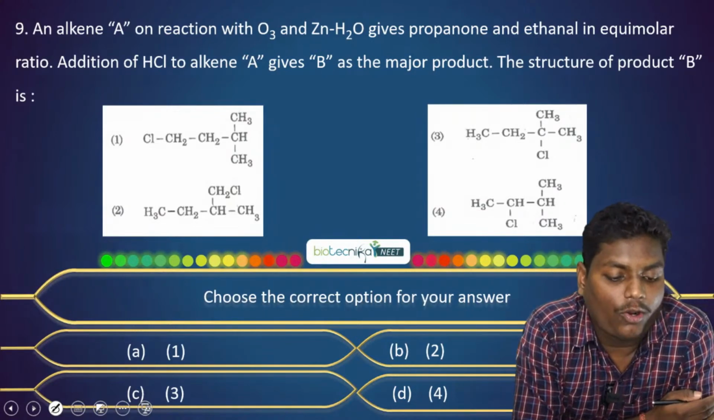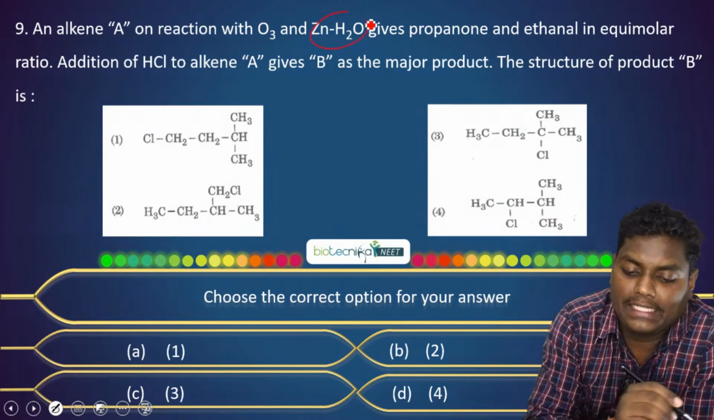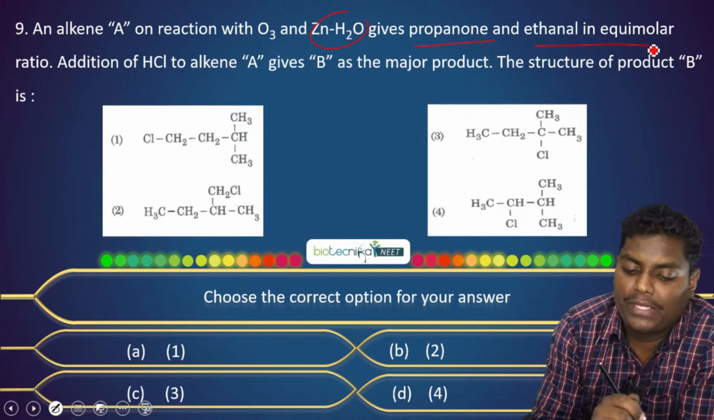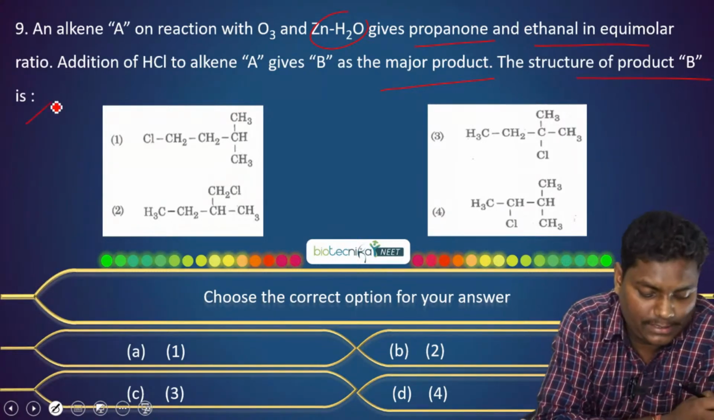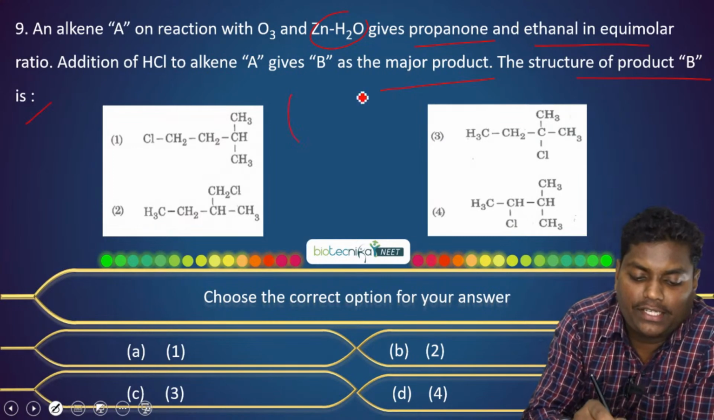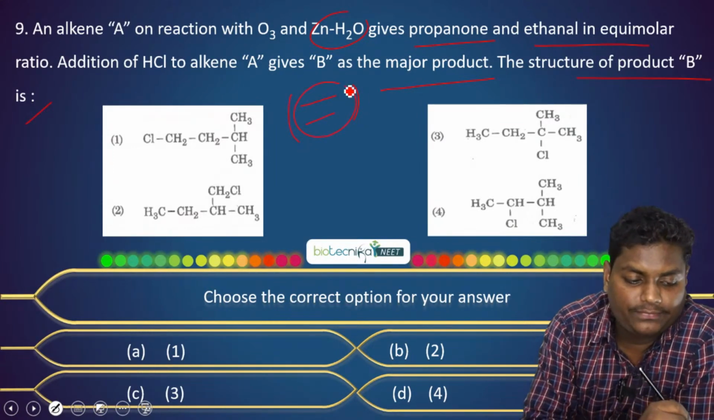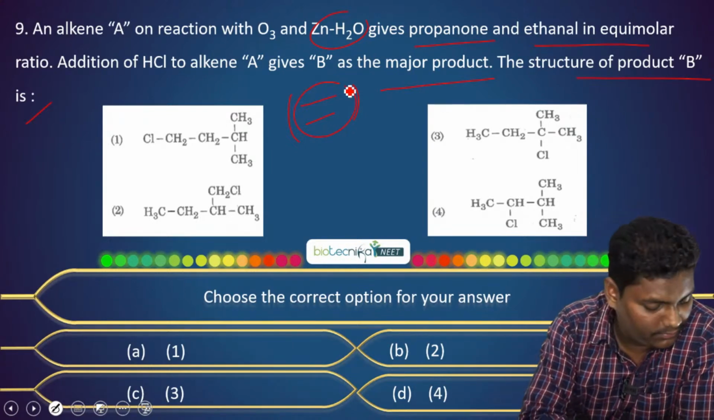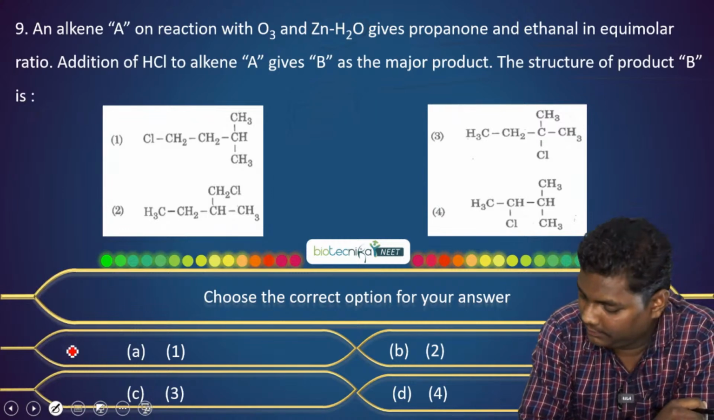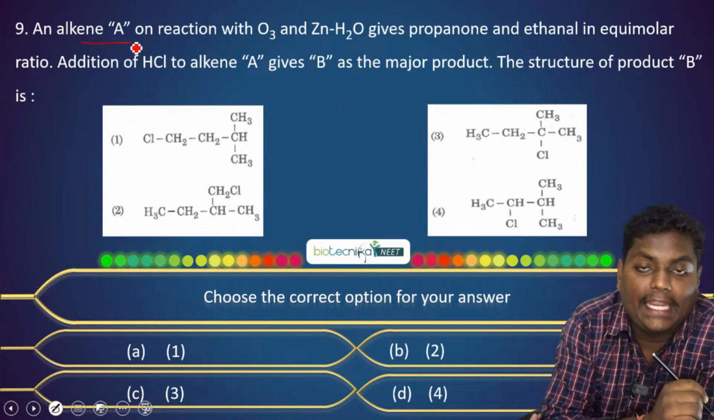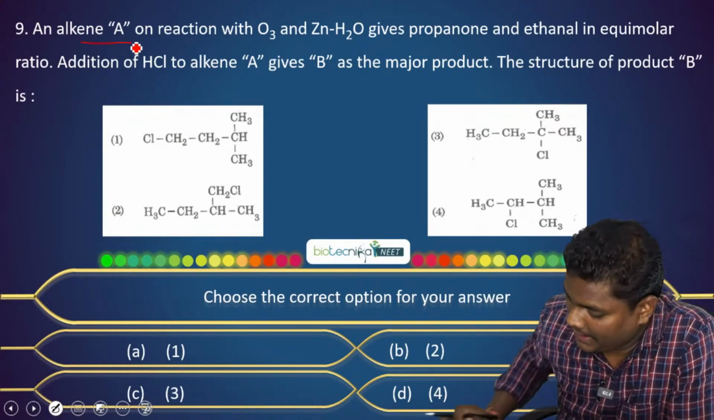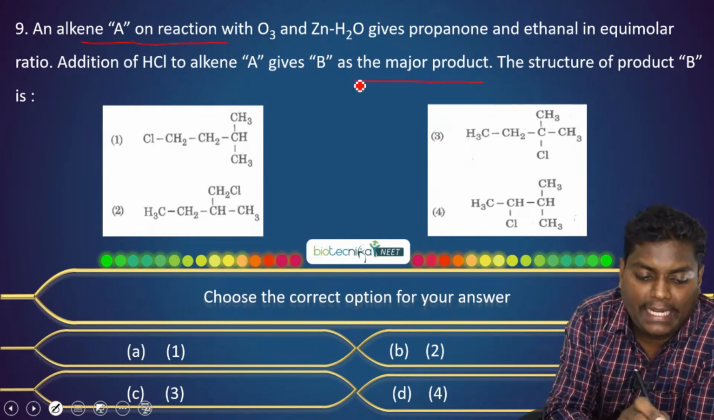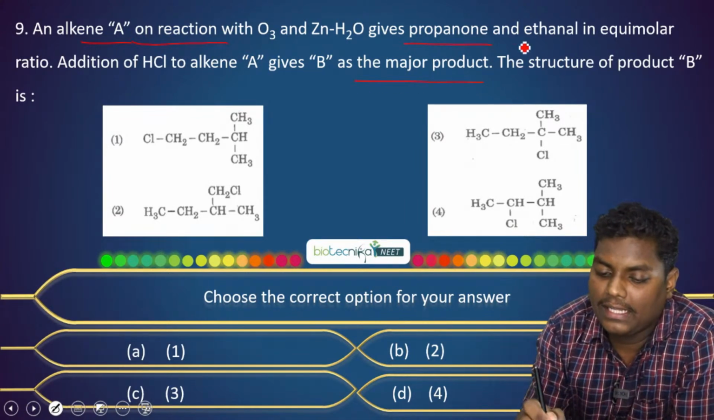An alkene A on reaction with ozone O3 and zinc water complex gives propanone and ethanal in equimolar ratio. Addition of HCl to alkene A gives B as the major product. The structure of product B is... This is a great question involving ozonolysis reactions of alkene. Try solving this question. So you have an alkene A. Start thinking from the end of the product. What products do we have? Propanone and ethanal.